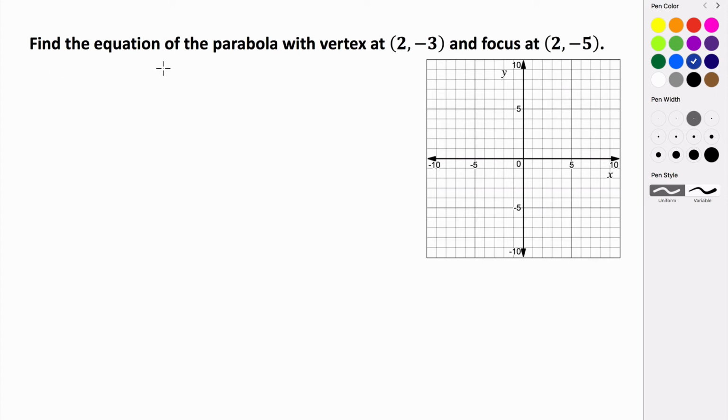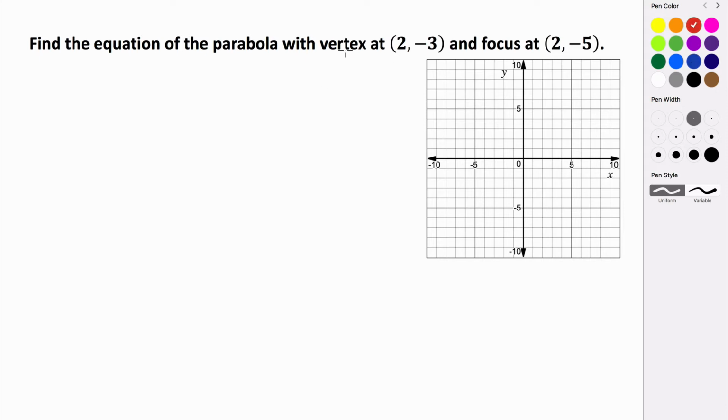For this example, we want to find the equation of a parabola whose vertex is at the point (2, -3) and has a focus at (2, -5). So the first thing that we want to do is plot and sketch what we know, and then figure out which direction our graph opens, whether it's an x squared or y squared variety, find the value of a and where the vertex is so that we can plug all that information into our equation.